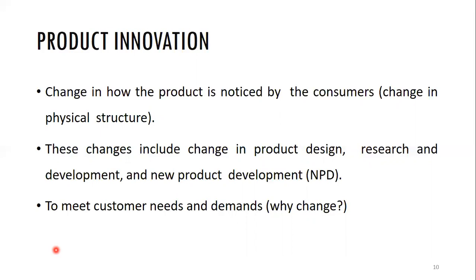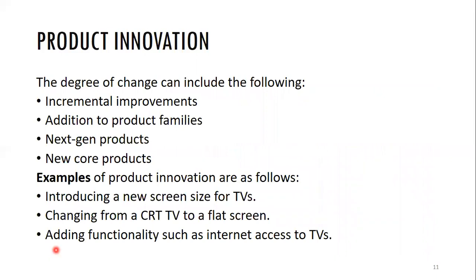Okay, so changing or modifying the product will have one main objective, and that objective is to meet the customer needs and demands. The degree of change can include the following: incremental improvements, the slow improvements due to incremental changes, so you can improve the product. Addition to product families, yes, you can add to the product families as well.